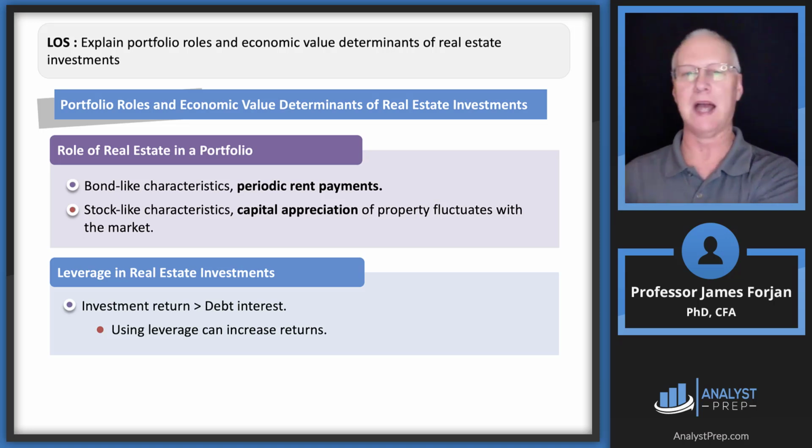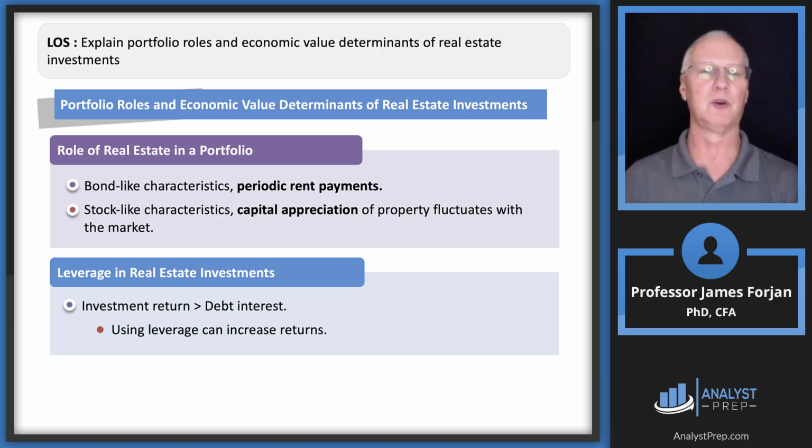Inside of that alternative universe, we're concerned about things like miniature golf courses that we might own, property buildings, post offices. And what do they provide us with? They provide us with bond-like characteristics. This is what I said earlier. Here's income, so periodic rent payments. And then stock-like characteristics, of course, capital appreciation.